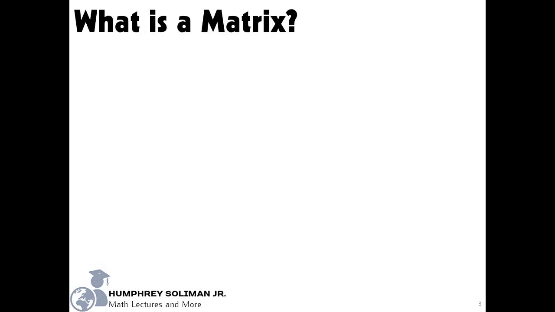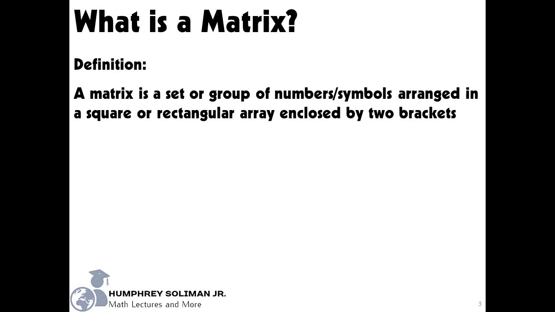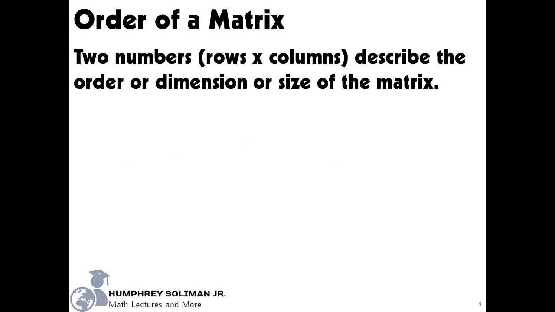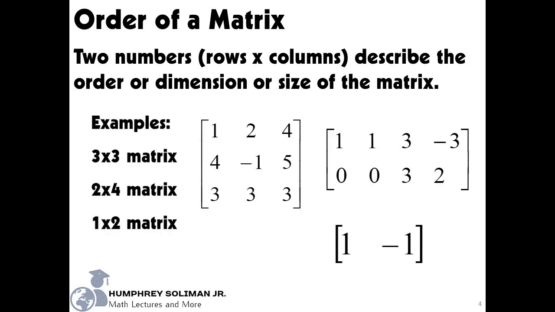Now, what is a matrix? By definition, a matrix is a set or group of numbers, or symbols, arranged in a square or rectangular array, enclosed by two brackets. The plural form is matrices. The order of a matrix tells us its dimension or its size. Represented by two numbers, the first number is the number of rows and the second number is the number of columns. We have here some examples: 3 by 3 matrix, 2 by 4 matrix, and 1 by 2 matrix.